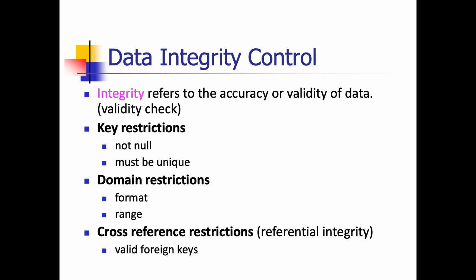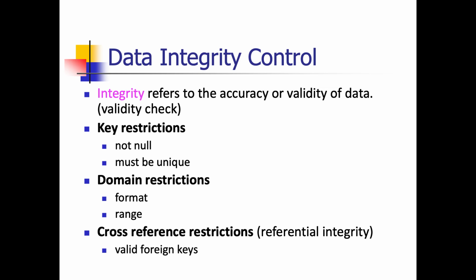So the first type of integrity control, which is key restrictions, refers to these types of restrictions. For example, not null values, or the columns that must be unique. Any constraint on the keys, okay?